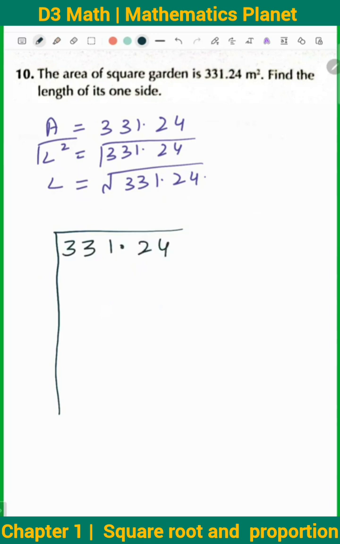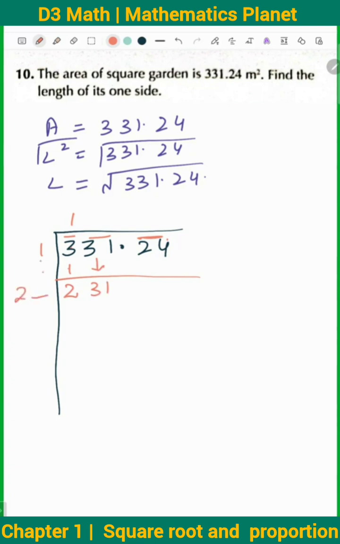331.24. We're going to make pairs starting from the right to left like this. Now what will happen? Okay, I have to do 1 times 1 is 1. I will get 3 minus 1 is 2. And I will take this pair down, 31. This 1 plus 1 will become 2.